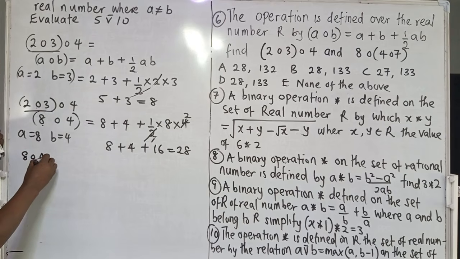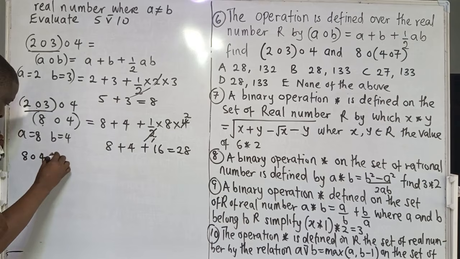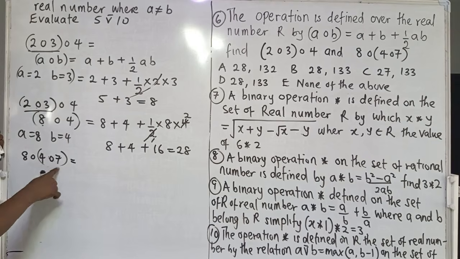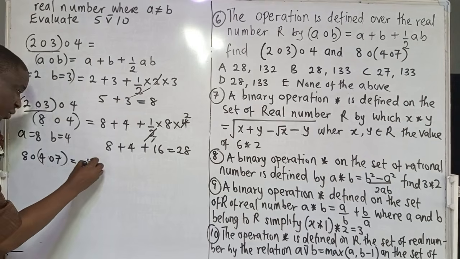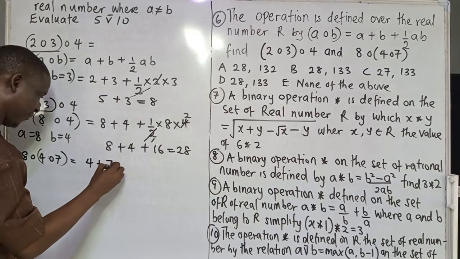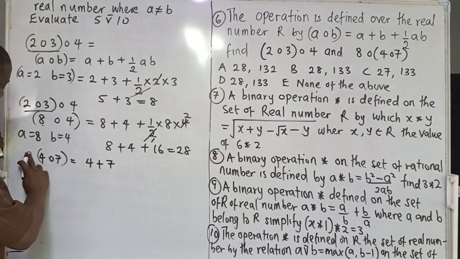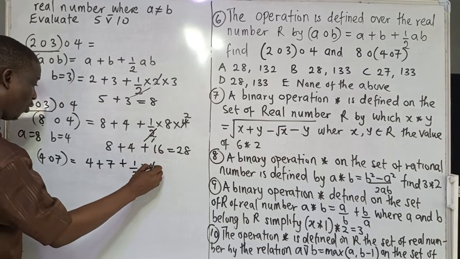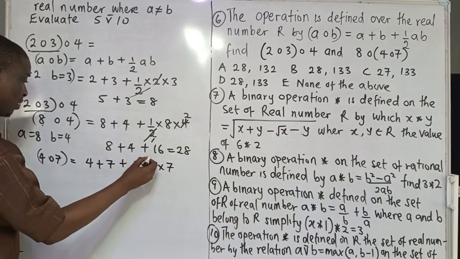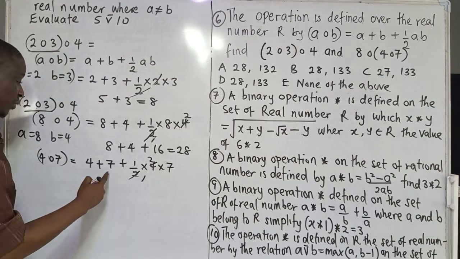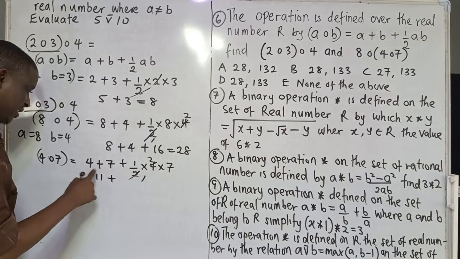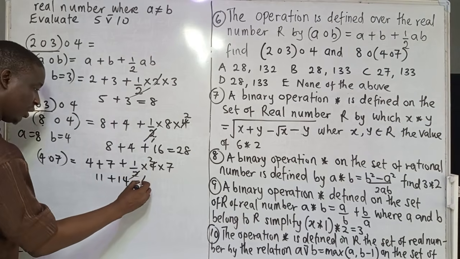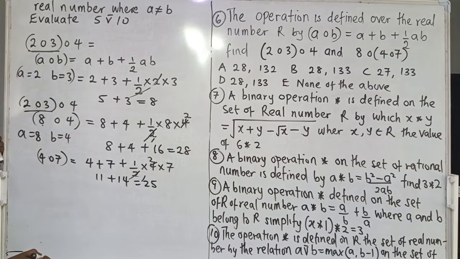8 operate 4, what? Operate 7. So first of all, do this one first. Now we'll be fast because we now understand it. Do this one first. That will give us what? 4 plus what? 7. And we are operating this one first. 4 plus 7 plus 1 over 2 times 4 times 7. This one cancels, this one cancels. We are going to have 14. 14 plus 11. This is 14 now. 11 plus 14. What are you doing? 25.